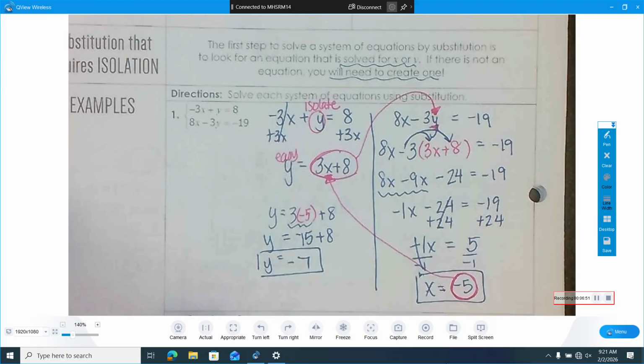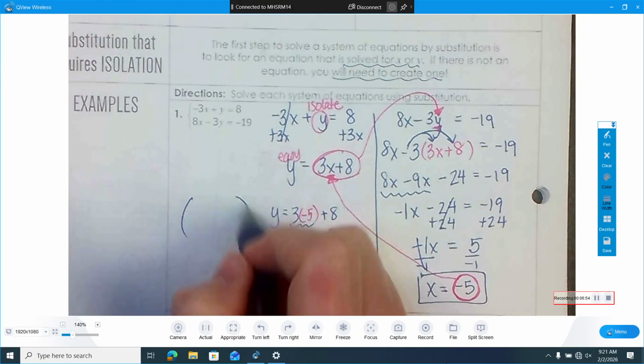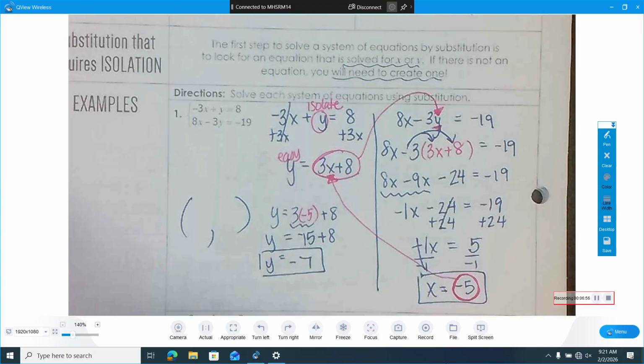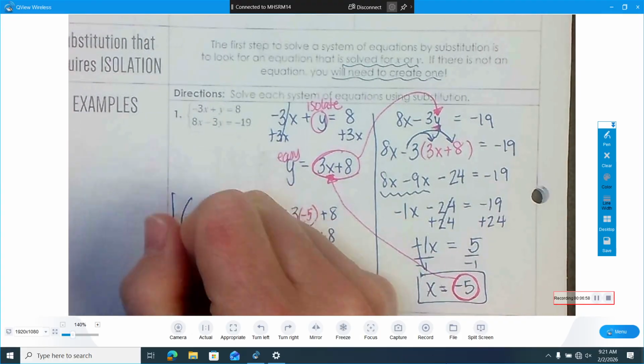All right, we've got numbers for both. What's my ordered pair solution? Negative 5, negative 7. Beautiful.